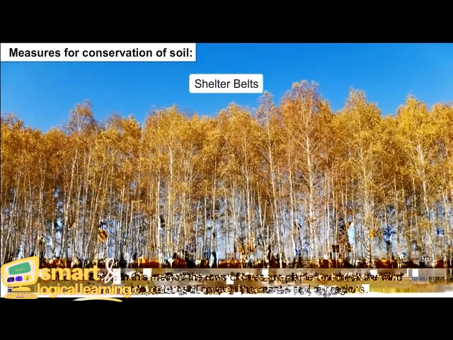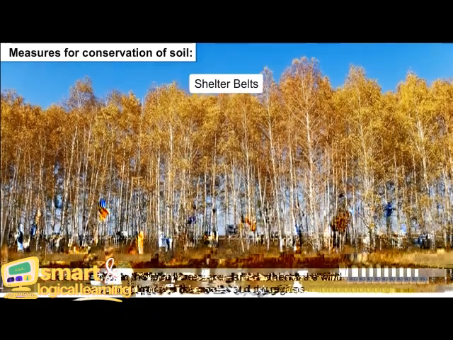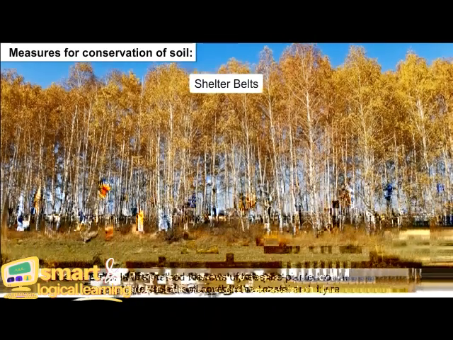Shelter belts. In this method, rows of trees are planted to check the wind movement to protect soil cover in the coastal and dry regions.